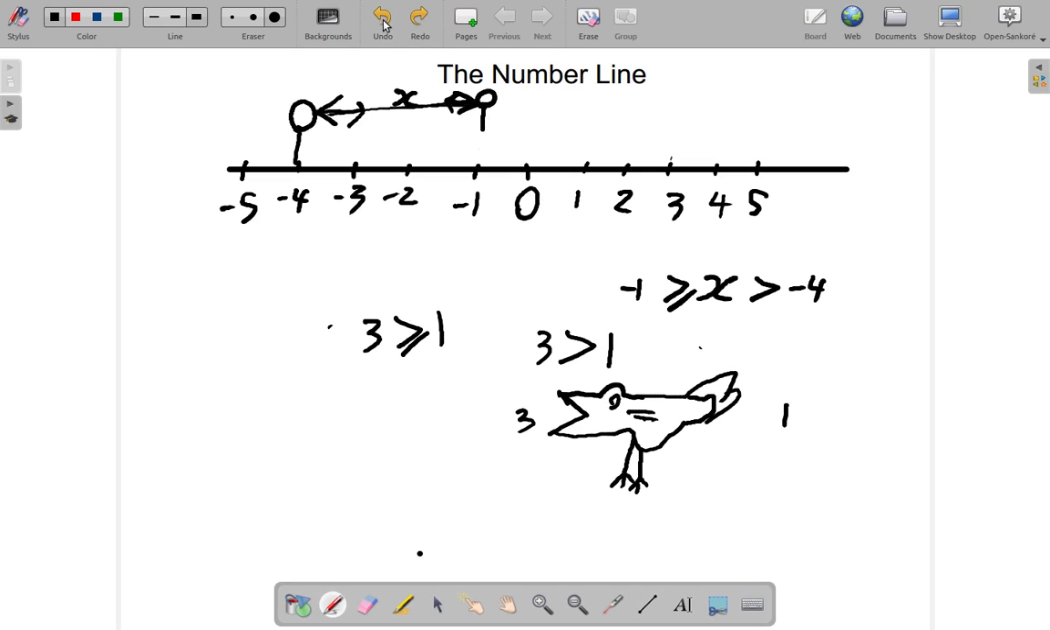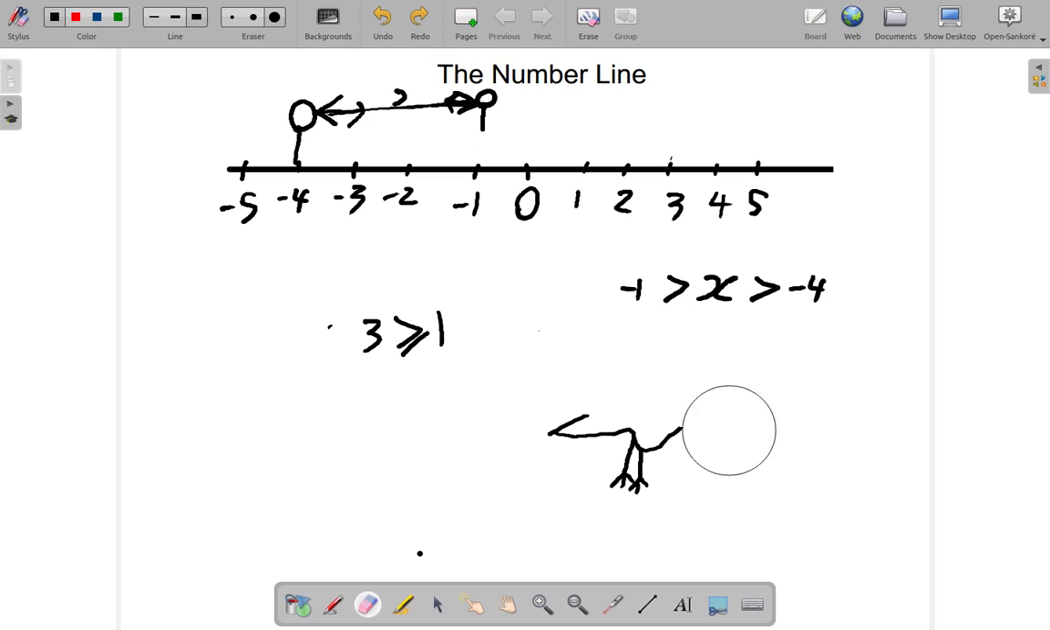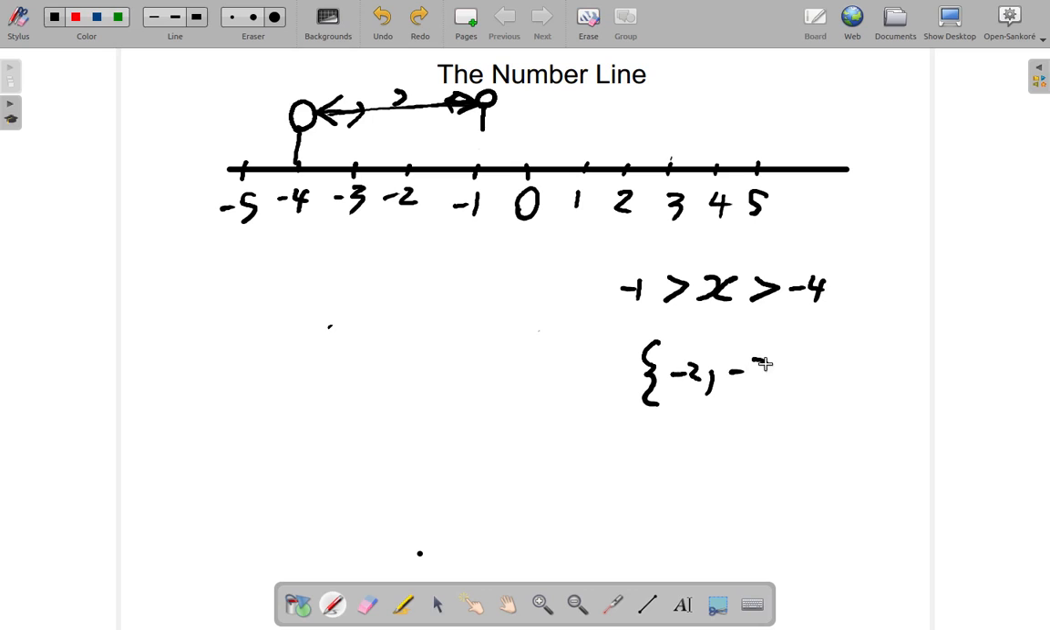Now let's backtrack a bit. Here, let me erase these. Here, the set of values included would be -2, -3. That's it. You don't include -1 nor -4. Alright? Let's do it again for positive values of x.